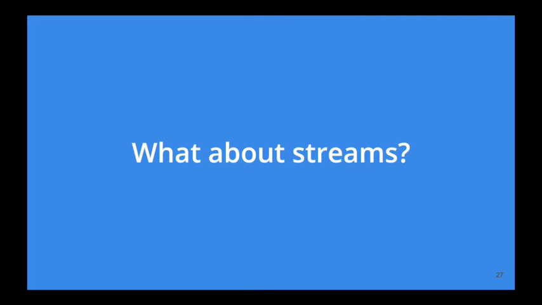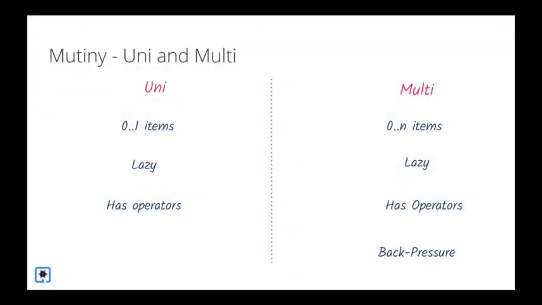But what about streams? Because so far we have seen Uni, and Uni is for 0 and 1 items. Well, in Mutiny, we have two types. We have Uni for 0 and 1 items. It's lazy, following a subscription pattern, so the computation doesn't start until someone is interested in the result, like you have in Java util streams, and so on. And it has a set of operators to chain and compose your operations. On the other side, we have Multi. Multi is for 0 to potentially an infinite number of items. It's also lazy, using the subscription pattern. It has the same set of operators as Uni, plus a set of operators dedicated to multi-item management and handling, and it has back pressure.